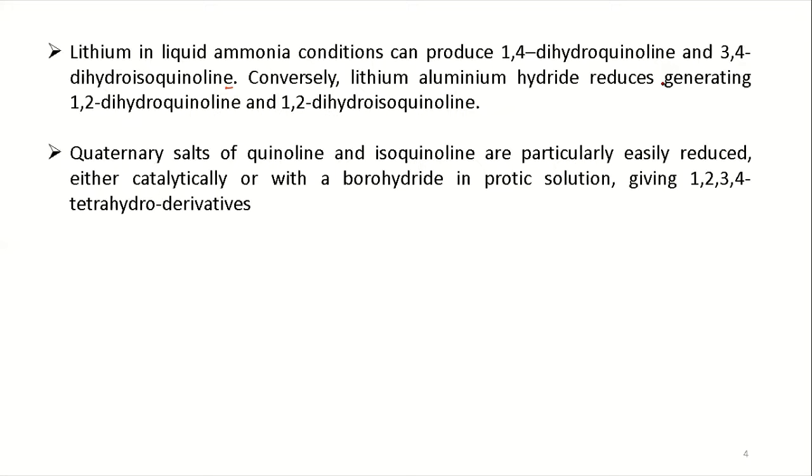Another thing is the quaternary salt. If you make the quaternary salt from quinoline and isoquinoline, they are particularly easily reduced, either catalytically or with borohydride in protic solution, giving the 1,2,3,4-tetrahydro derivative. So all will be reduced. Particularly, it is talking about the pyridine ring. So structurally, we can show it like this.